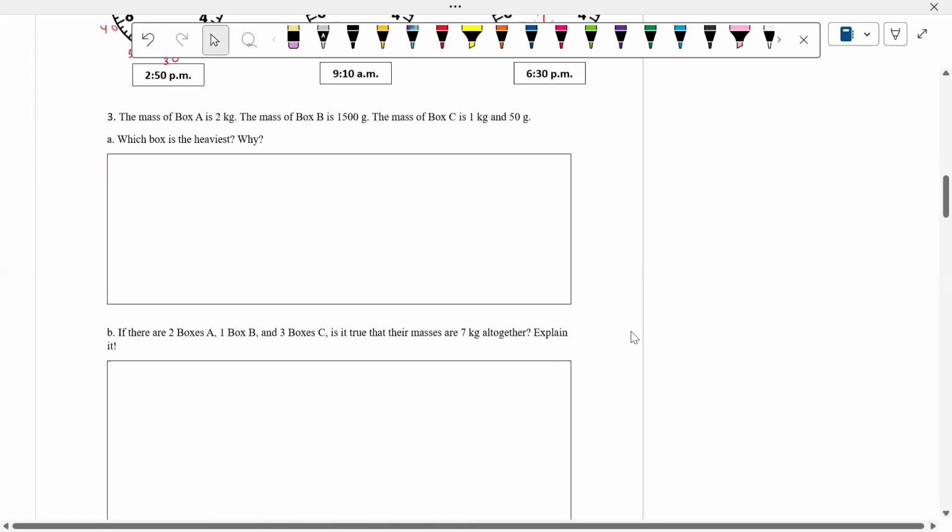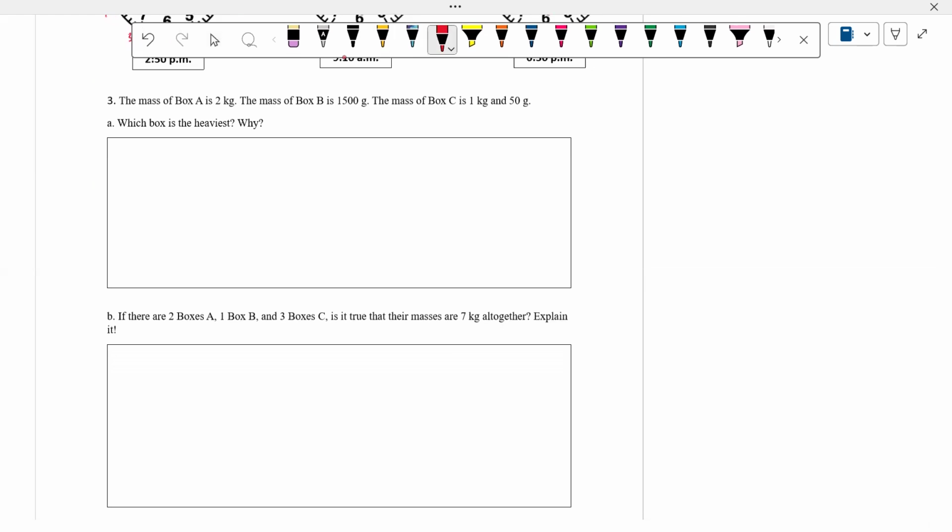Number 3. The mass of box A is 2 kilograms. The mass of box B is 1,500 grams, and the mass of box C is 1 kilogram and 50 grams. Which box is the heaviest? Why? I think it's better to convert them all into grams, because it's easier to count.